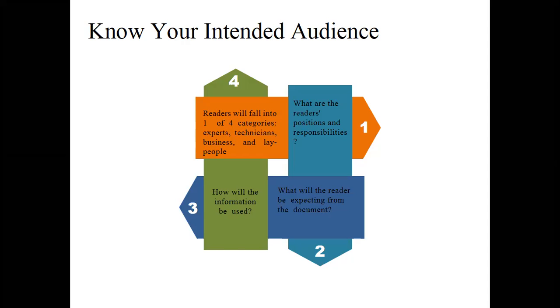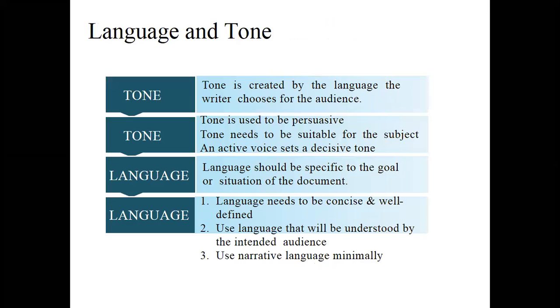So the most important points are which type of language and tone you have to use. Tone is created by the language the writer chooses for the audience. Tone used to persuade needs to be suitable for the specific subject, and active voice sets a decisive tone. And the language should be very specific, professional, and without mistakes, specifically grammatical and linguistic mistakes. And language needs to be concise, so everyone can understand easily.